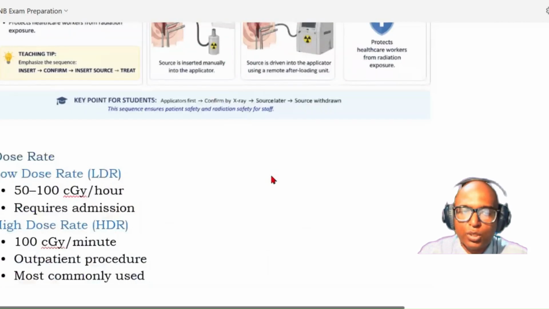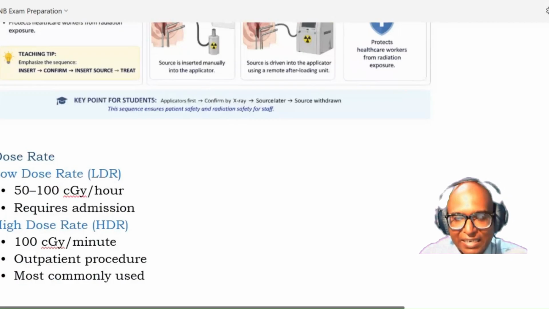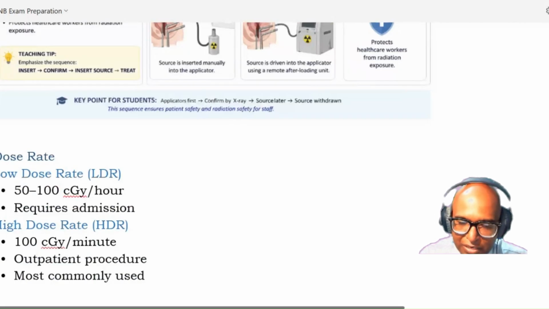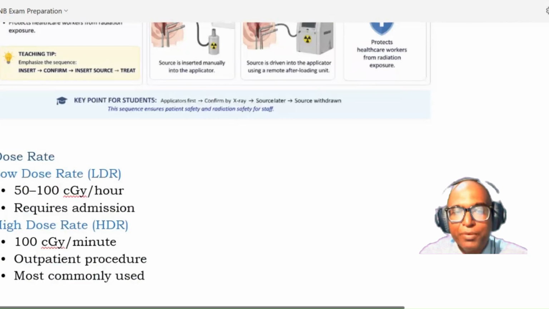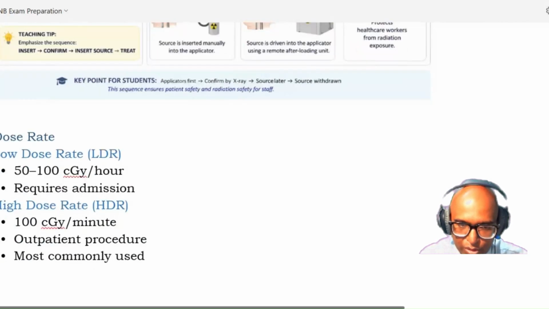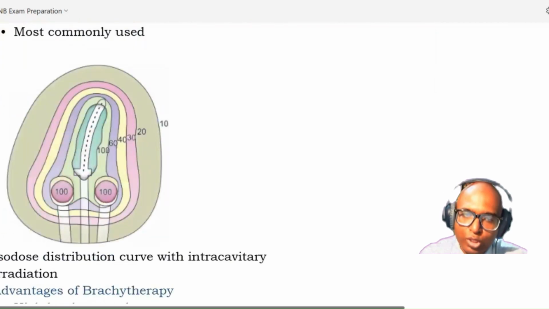Okay. Then what is the dose of the radiotherapy? There are two types of doses. One is low dose radiotherapy and second is high dose radiotherapy. When you give low dose radiotherapy, that is around 50 to 100 centigray per hour, it requires admission because a longer duration will be required. But when you give high dose radiotherapy, that is 100 centigray per minute, it becomes an OPD procedure, and this is most commonly used. Okay. High dose radiation is the most commonly used.